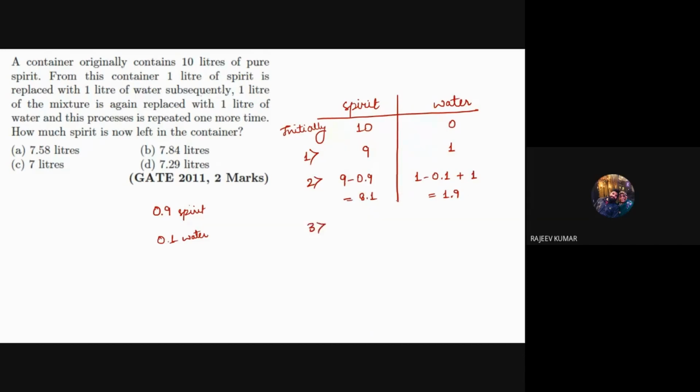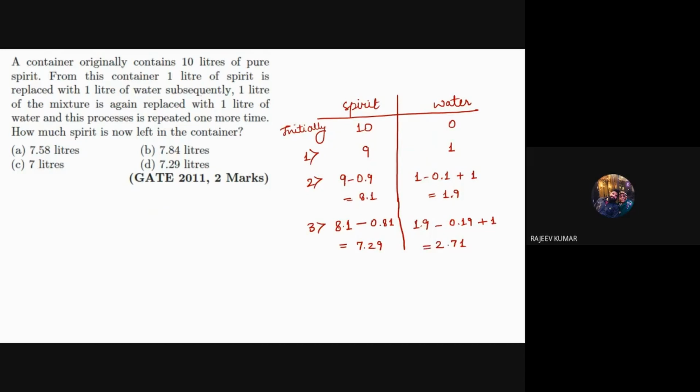Now let's go to the third iteration. What I have left is 8.1 liters of spirit and 1.9 liters of water. If I again take 1 liter, basically I'm going to take 0.81 out of the spirit and 0.19 out of the water. I'm going to add 1 liter of water over here. If you solve this up, can you tell me what answer you are getting? 7.29. It will become 7.29 liters over here. And on this side, if you solve, you'll get 2.71. They'll add up to 10 liters.